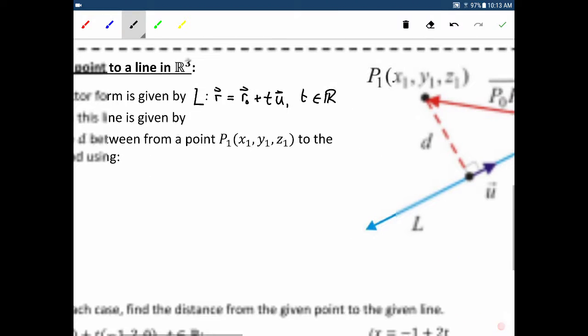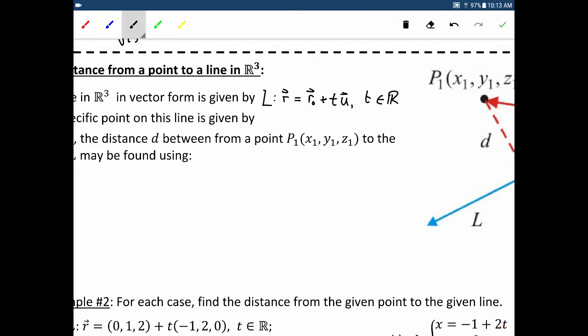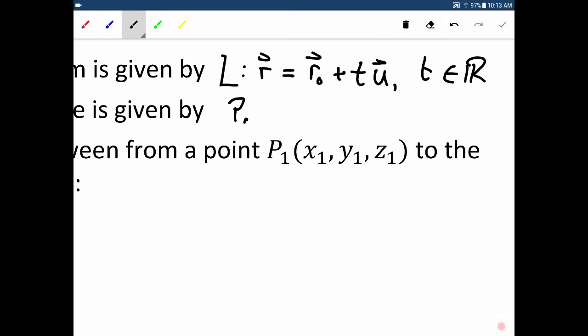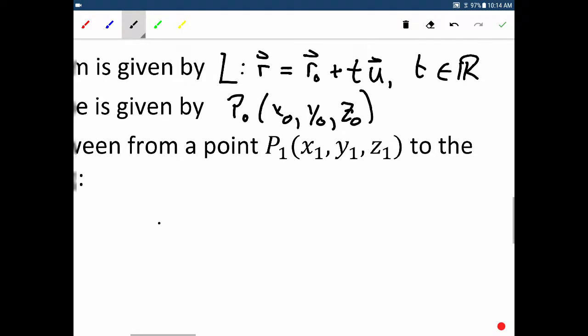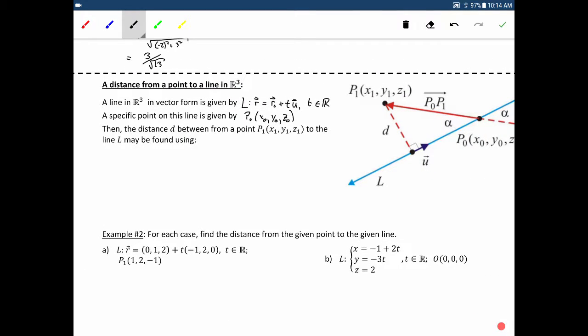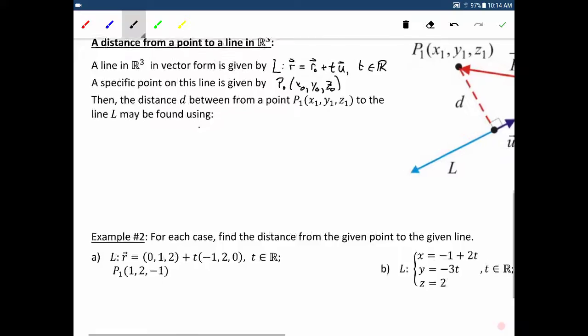Okay, so let's see. A specific point on this line is, we'll call it P0 again, and that's X, Y, Z, 0, 0, 0. So there's our specific point. Okay. So the distance from a point P1 to the line L can be found using the formula.